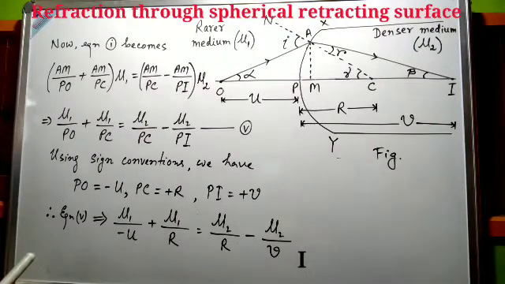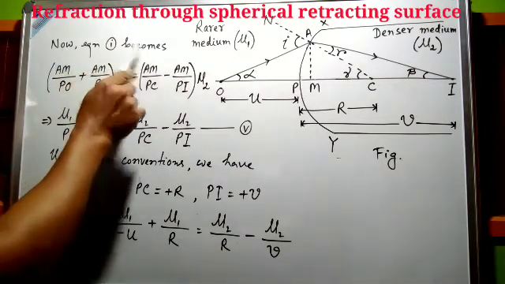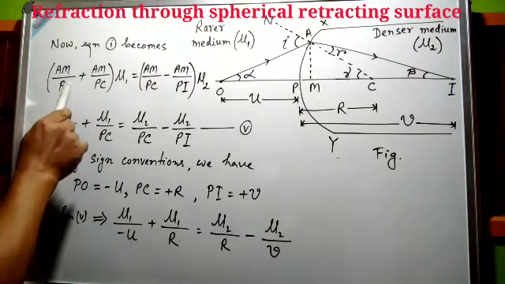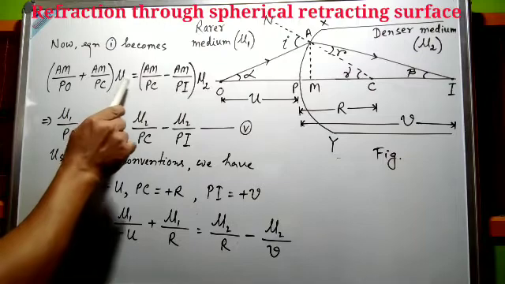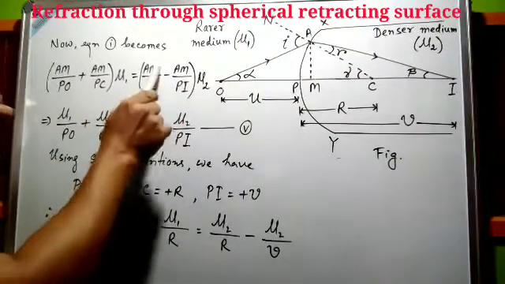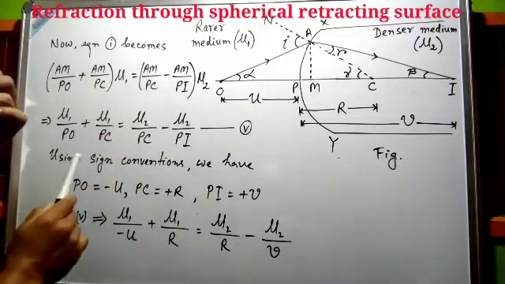Next, equation number 1, the angle of incidence i and angle of refraction r. Put the values from equations 3 and 4. Now equation 1 becomes: i is AM by PO plus AM by PC into mu1 equal to small r, that is AM by PC minus AM by PI into mu2.